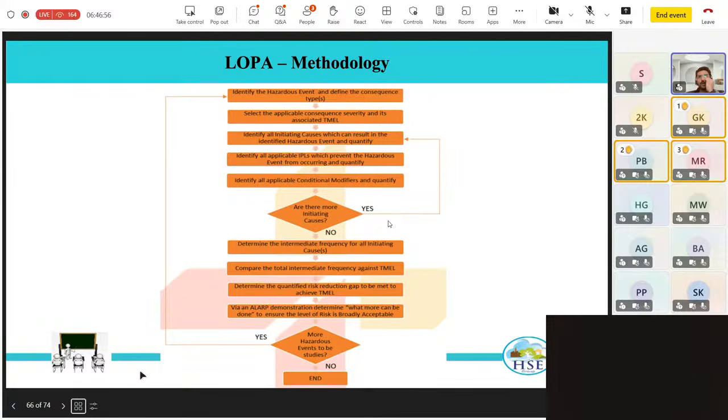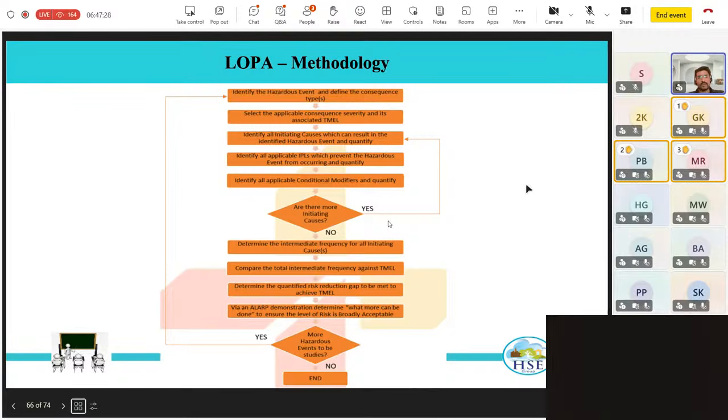Okay. Yeah, so now we are at the LOPA methodology. Hope you guys are able to see the flow sheet. Yes, sir. Okay, great. So the first step is simple: identify the hazard event and define the consequence. This is what we always do in any HERA study, HAZOP study, or any PHA study. Like I said, we need to define the worst unmitigated consequence, or different types of consequences.